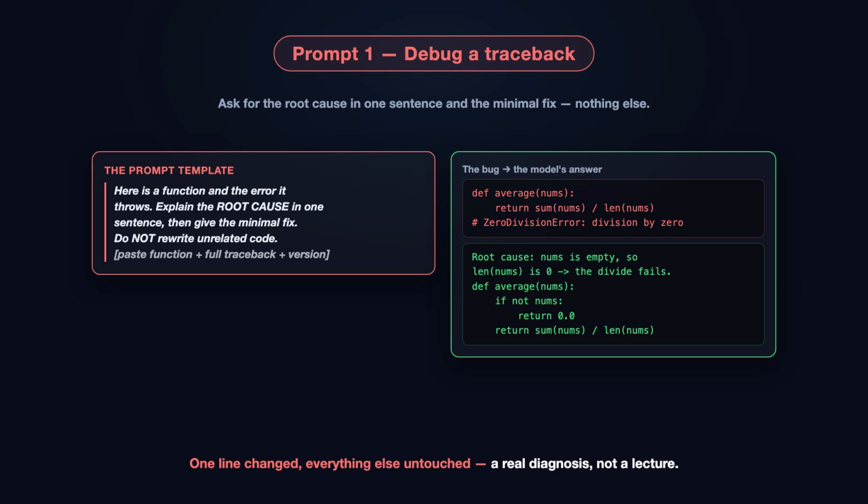Watch it work. Here's an average function that divides sum by length. The traceback says ZeroDivisionError, division by 0. The model comes back: root cause, length of nums is 0 for an empty list, so the division fails. Minimal fix, guard the empty case and return 0.0. One line changed, everything else untouched. That's the difference between a junior answer and a senior one.